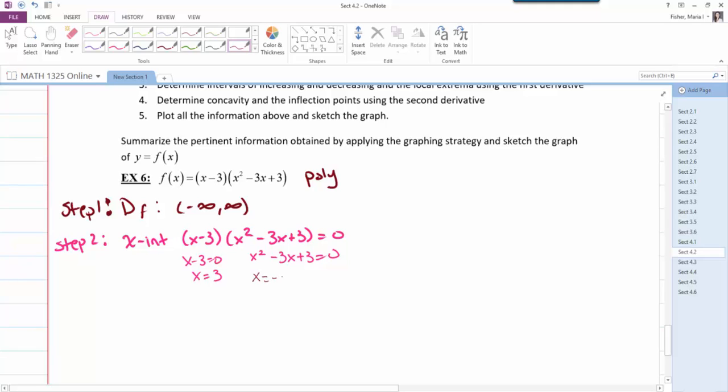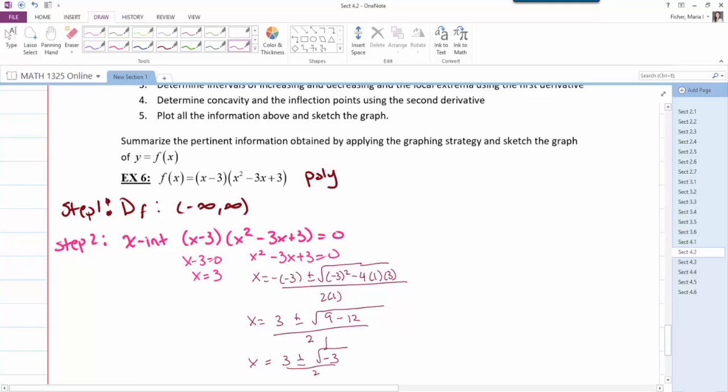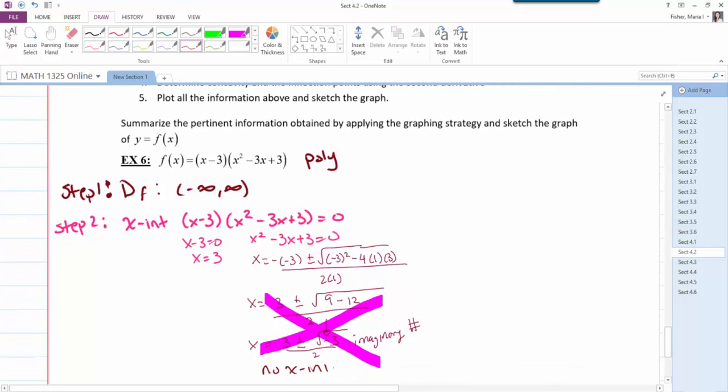So x equals negative b plus or minus the square root of b squared minus 4 times a times c all over 2a. So x is going to equal 3 plus or minus the square root. Here I'm going to have negative 3 squared is 9 minus 4 times 1 times 3 is 12 all over 2. So then x is equal to 3 plus or minus the square root of negative 3 all over 2. And if it's an imaginary number, that means no x-intercept. So my only x-intercept is going to be x equal 3.